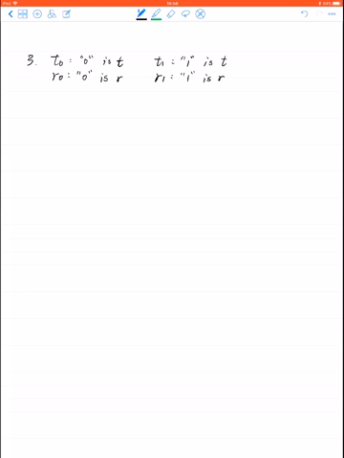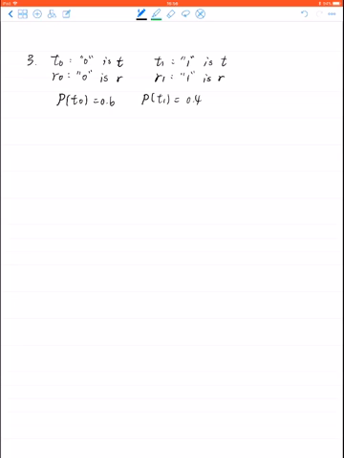According to the information given by this question, we know that the probability that 0 is transmitted is 0.6, and the probability that 1 is transmitted is 0.4. So P(T0) equals 0.6 and P(T1) equals 0.4.